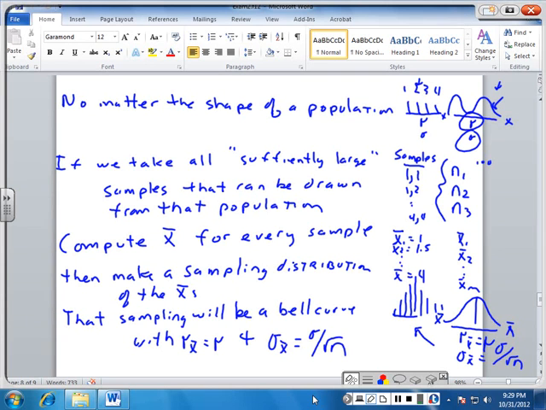So we have our population and parameters here. And then we have all of our samples, and we compute the statistics from each. It's the distribution of the statistic, in this case the x bar, that follows a bell curve. I'm going to continue on. I'm just going to erase this out and finish the question up.